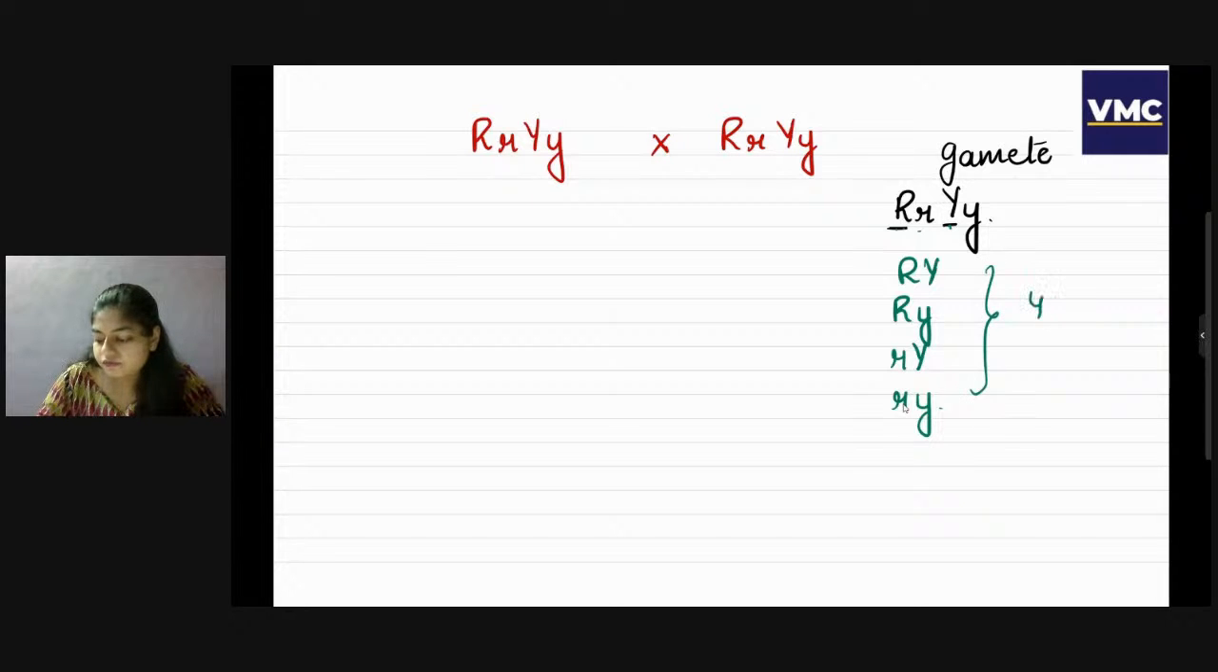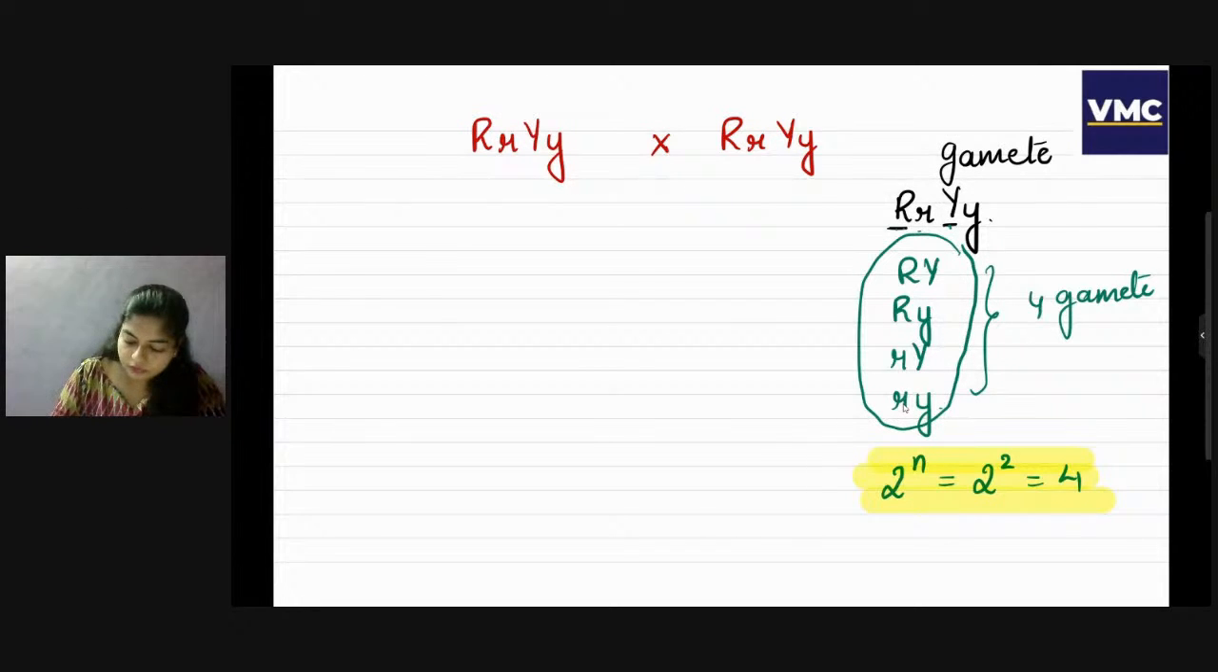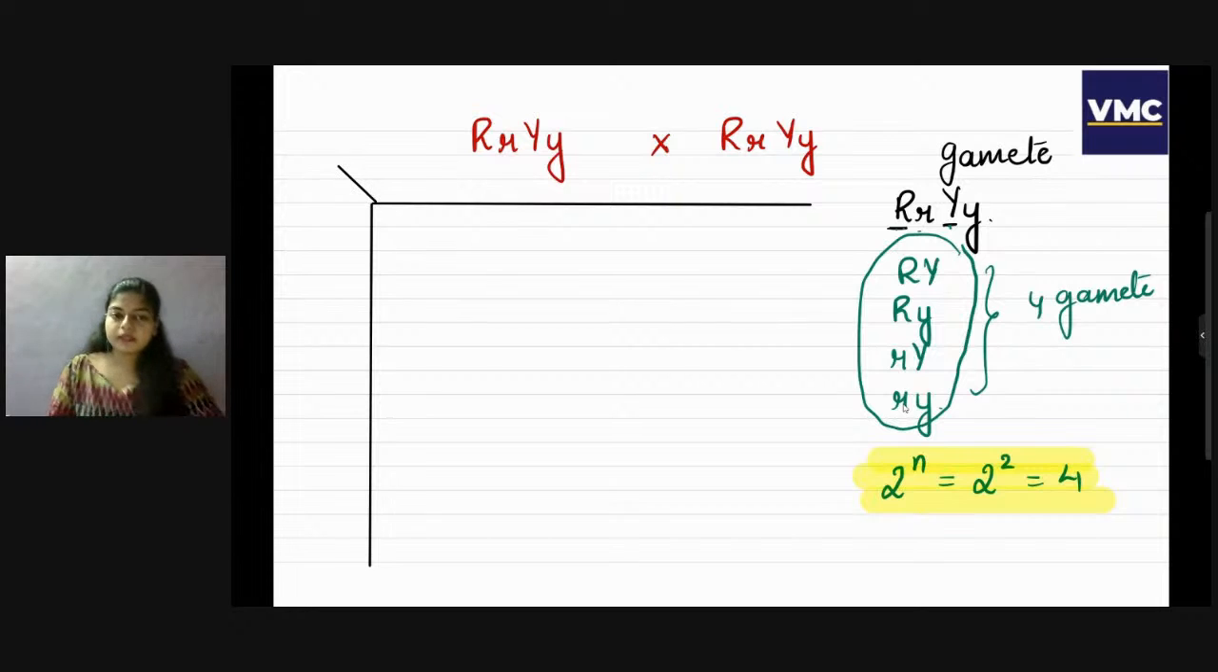Okay, so there is formation of 4 gametes, and you all know the formula for gamete production. It's 2 raised to n, where n is the number of heterozygous pairs. 2 raised to 2, which is 4. So you will get 4 gametes in total. These are the 4 gametes which you get. इन 4 gametes को हम फ्यूज करके आपको मिल जाएगा the zygotes.